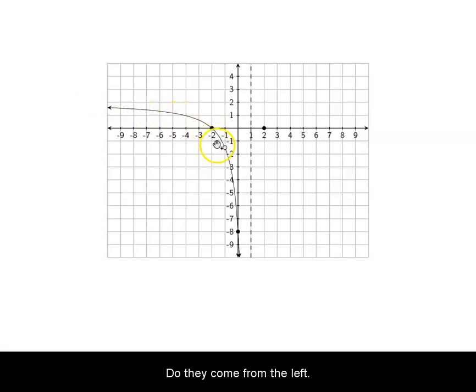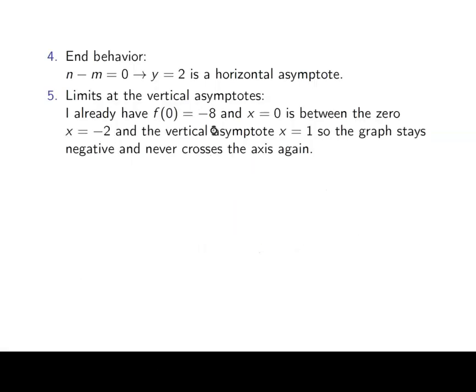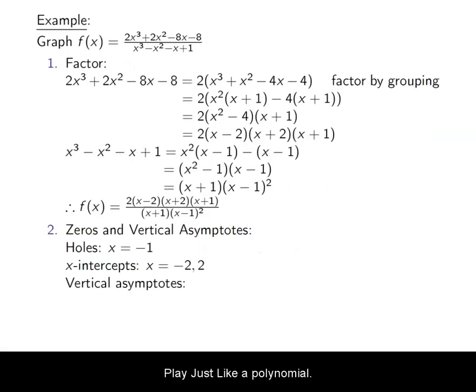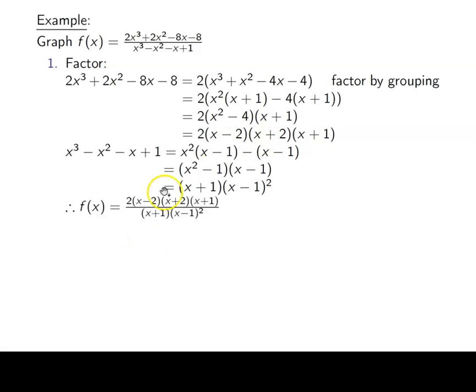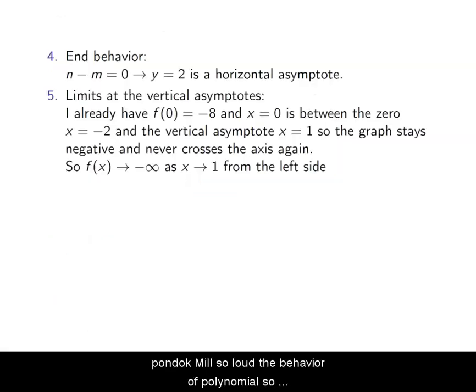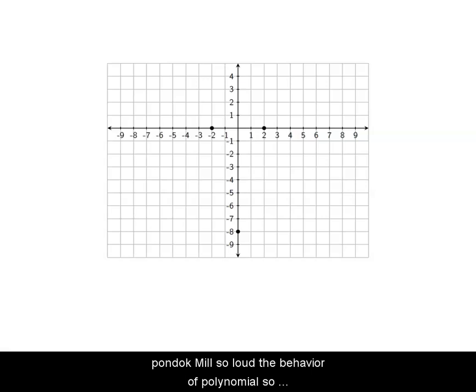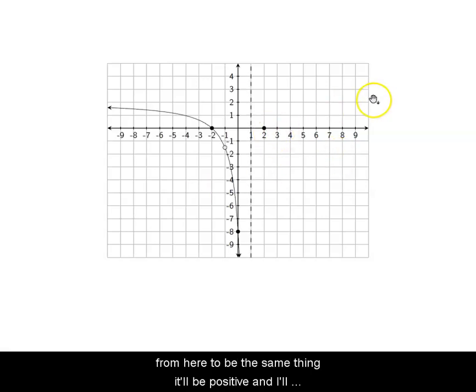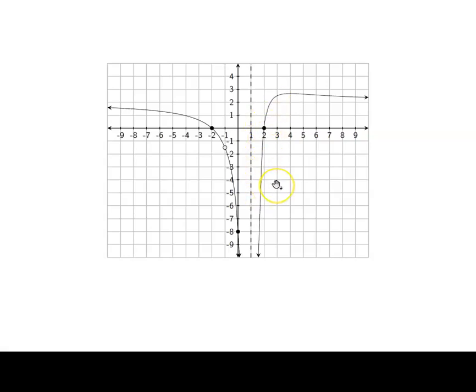So as I come from the left, I cross here because my 0, let's go to this factored form. Okay, just like with polynomials, this is a 0 with multiplicity 1. This is a 0 of multiplicity 1. That means it crosses the axis at both of these zeros, right? If it was a multiplicity of 2, it would bounce off the 0, just like a polynomial, right? It's two polynomials, so a lot of the behavior mimics that of a polynomial. So from here, it'll be the same thing. It'll be positive and it'll be negative here because it crosses the axis at 2, right?